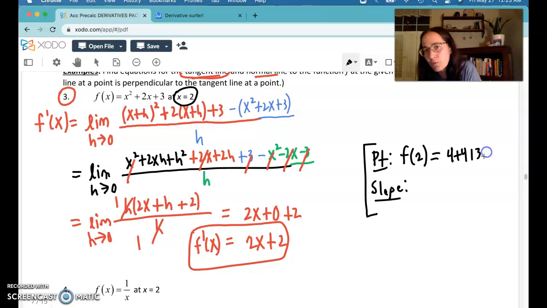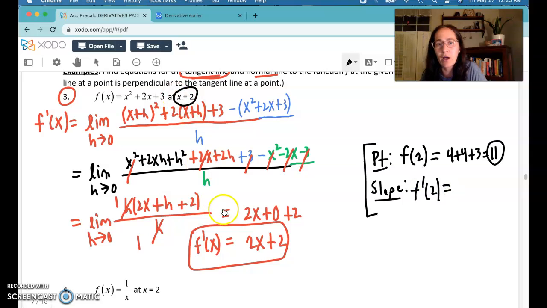How about the slope? Well, that's what derivative means, right? Derivative means slope of the tangent line. So we'll get used to this being f prime of 2. And that's where all this work paid off. Let's plug a 2 in for x into the derivative. And you get 2 times 2 plus 2 should just give you 6.